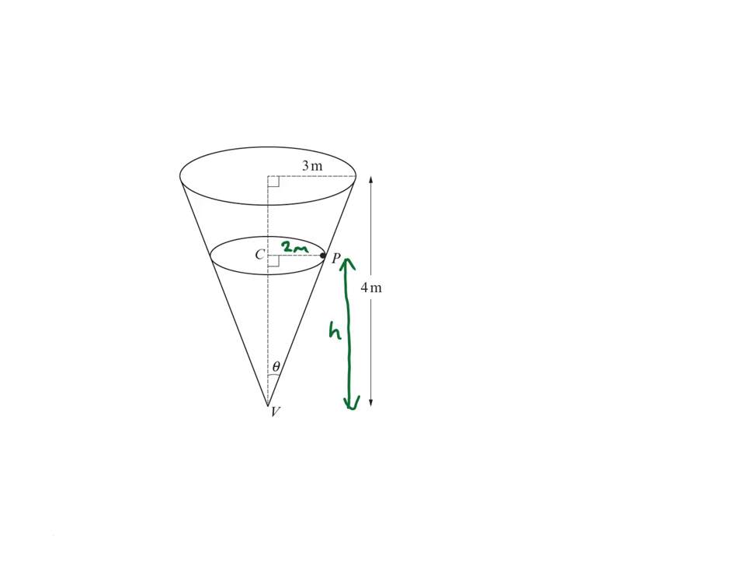So if we know that the distance CP is 2 meters, and we're trying to find the height of C above V, then we have got 2 divided by h is tan theta, but we already know that tan theta is 3/4. So we've got h is 8/3 meters.